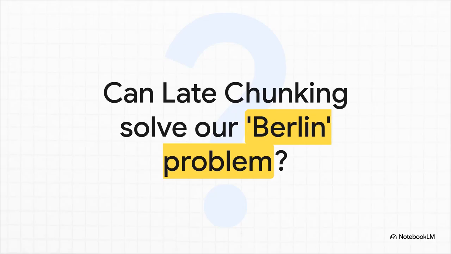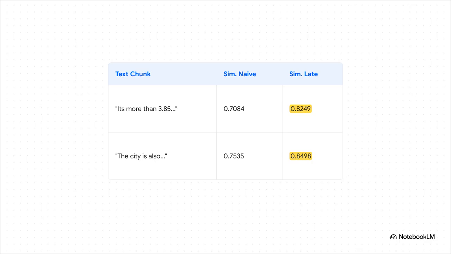All right, first things first, let's go back to our Berlin problem. Remember those orphan sentences? If late chunking is really as smart as it claims to be, it should have no trouble figuring out that the city is, in fact, Berlin. And would you look at that? The results are awesome. Just check out the similarity scores here. With naive chunking, the connection between Berlin and its more than 3.85 million gets a score of about 0.7. Not bad. But with late chunking, that score jumps all the way up to over 0.82. That's a huge improvement. The model gets it. It understands the connection. This right here is that aha moment.